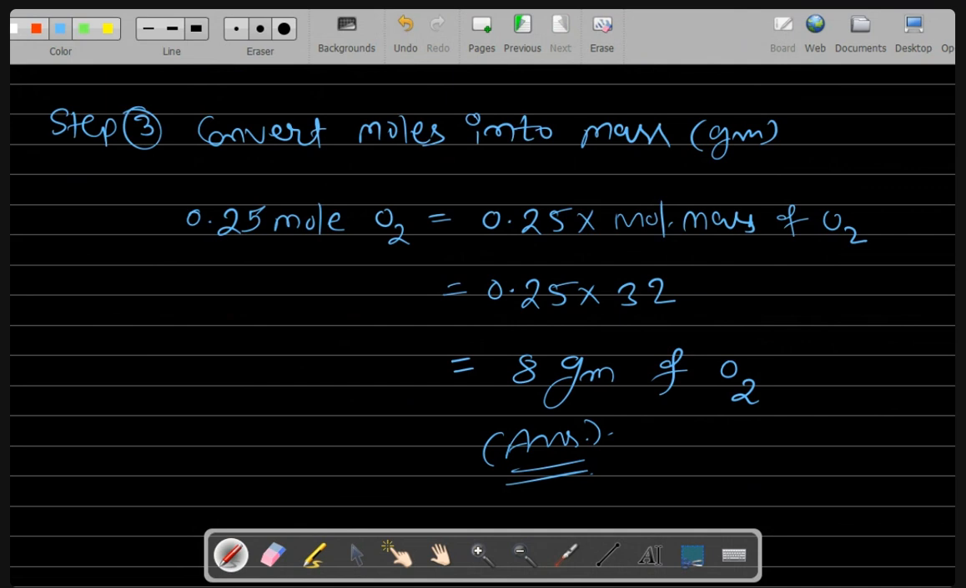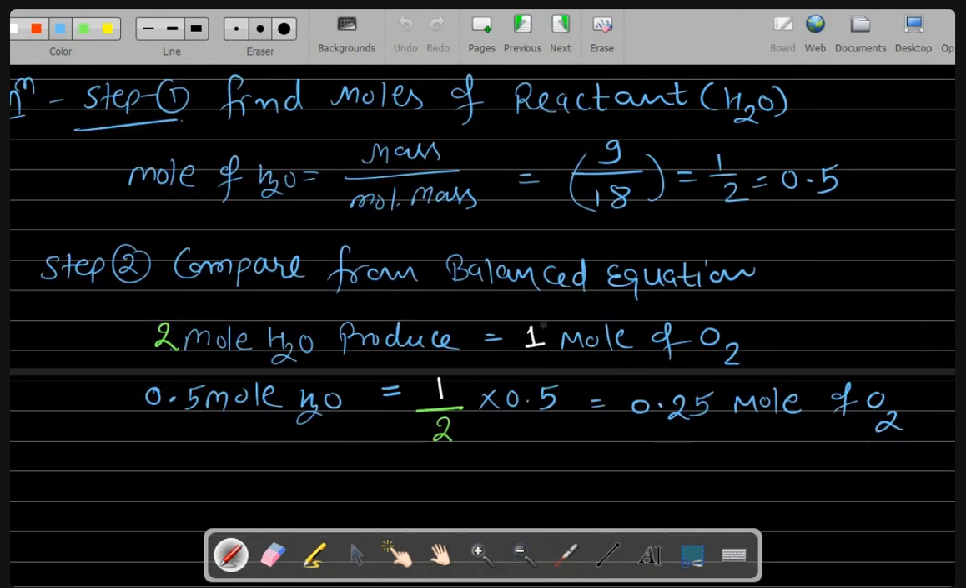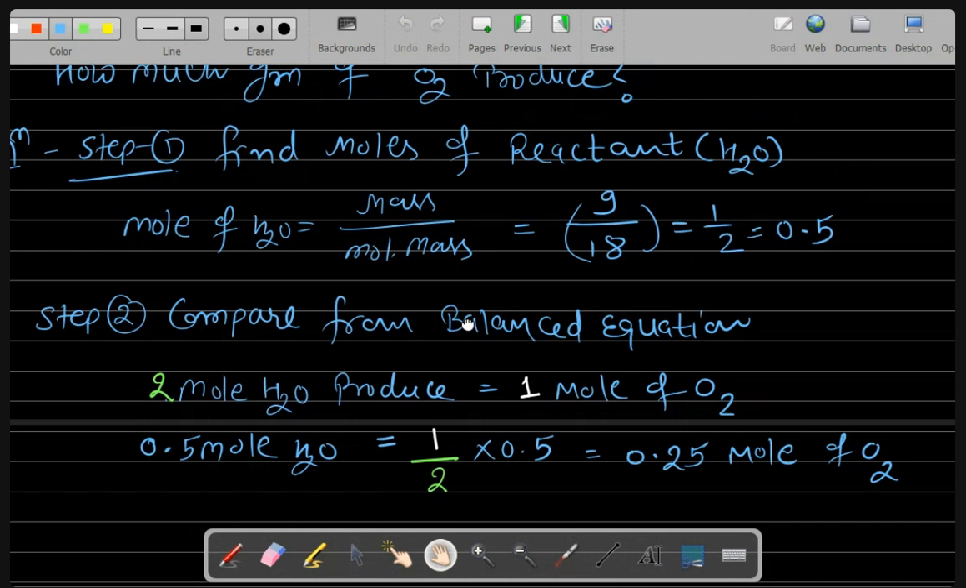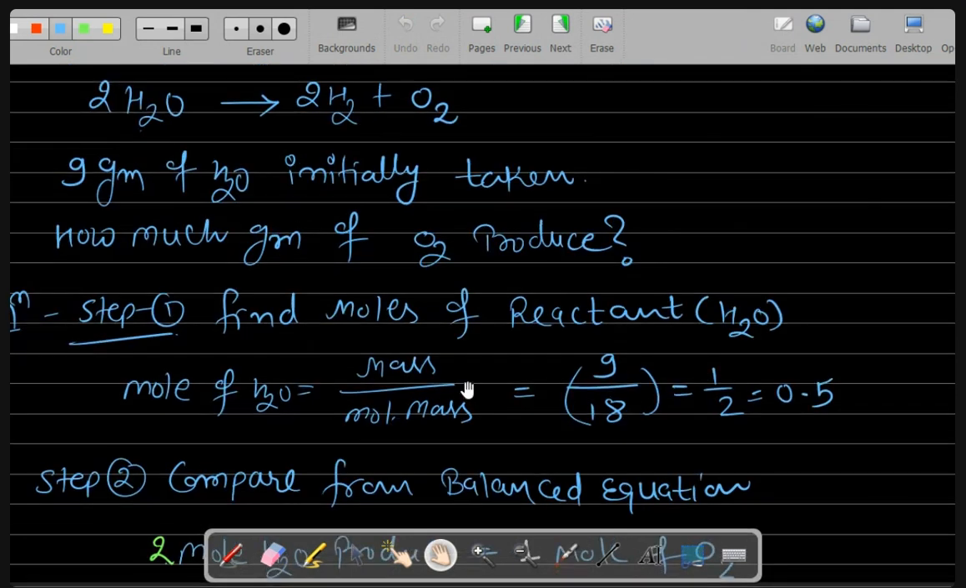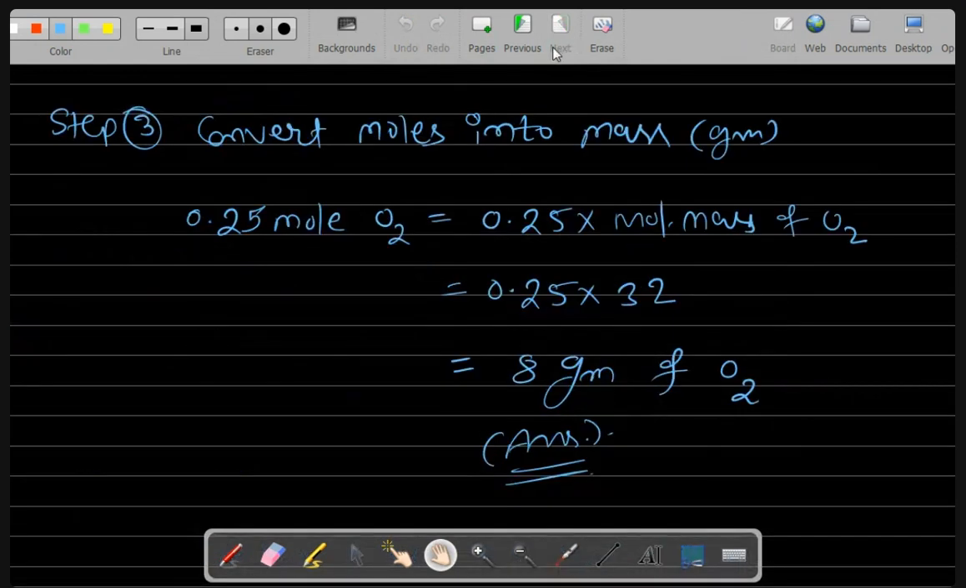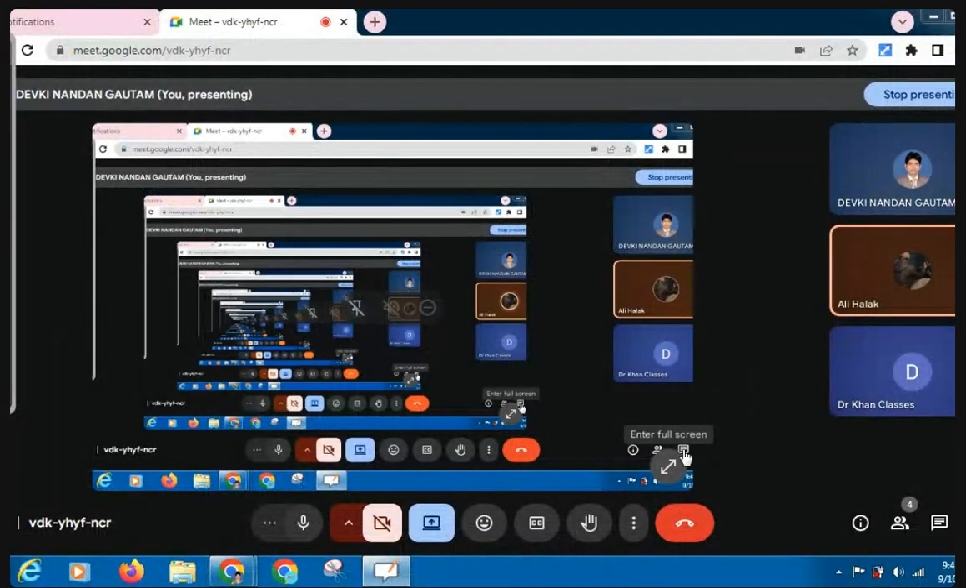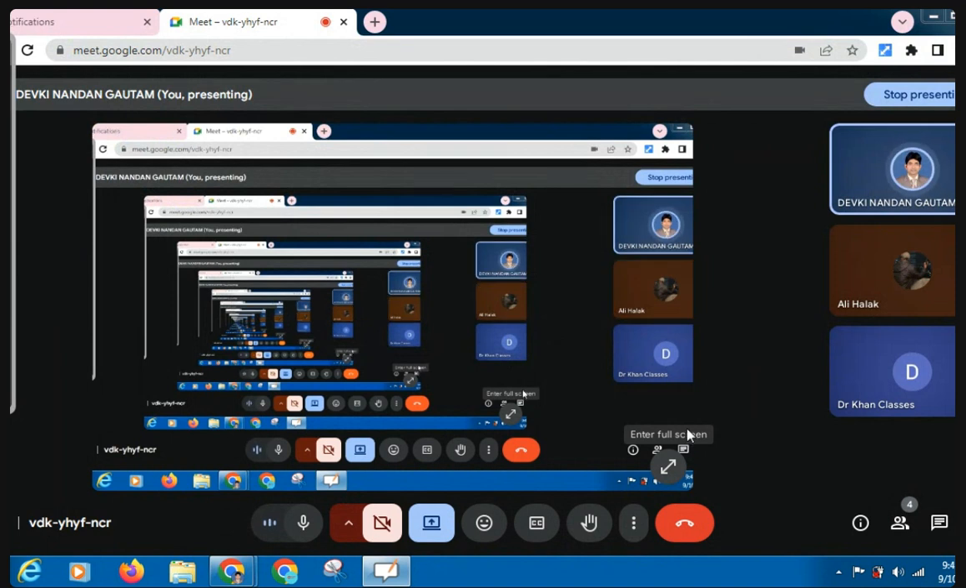But sir, for converting it into mass, does it depend on the question, or is it always the same? Converting mole into mass, does it depend on the question or is it always the same? Yes, this will always be the same.